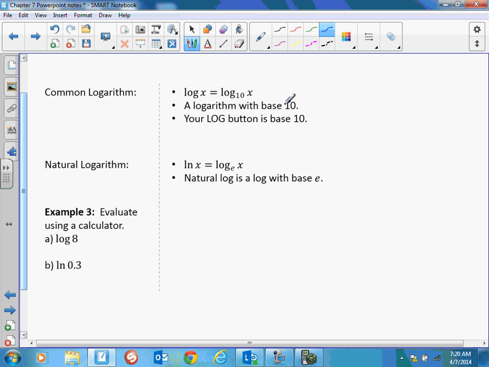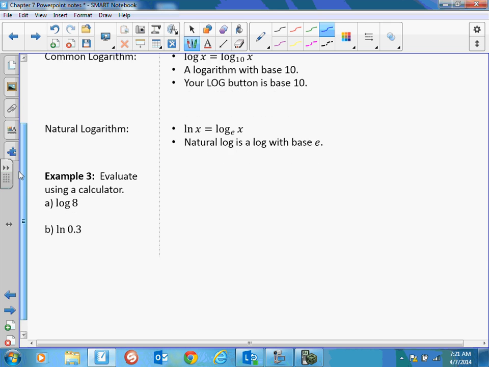Not all logarithms have the same base, but if you just push log in your calculator, it's going to have base 10. Now, a natural log, remember this ln, I know the ln is backwards from nl, but that's how it's written. ln x is equal to log base e, which we just learned about last section. So log base e of x is the same thing as natural log of x. It has a base of e.